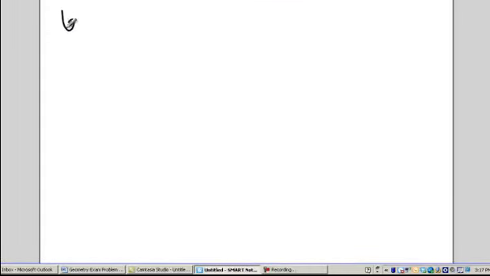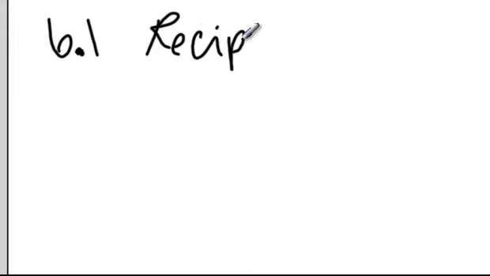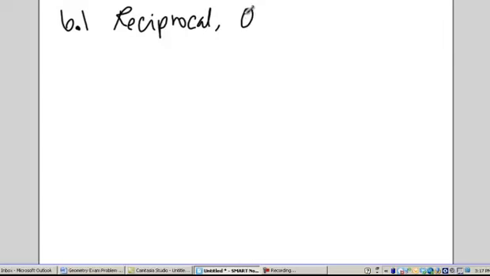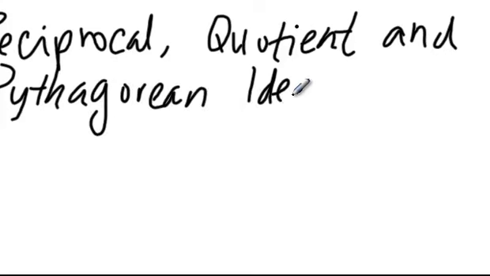Okay, guys, this next unit is probably my favorite unit of pre-cal because it's a very algebra-based type of unit. So hopefully you guys like it as well. Okay, so it is called 6.1 Reciprocal, Quotient and Pythagorean Identities. Okay, what I'm going to do first, and I want y'all to copy this down, is give you the identities.